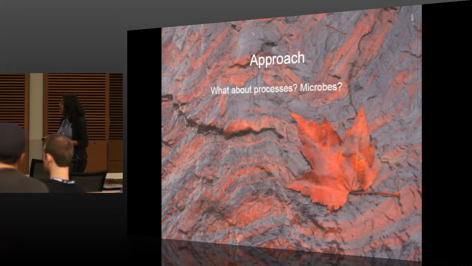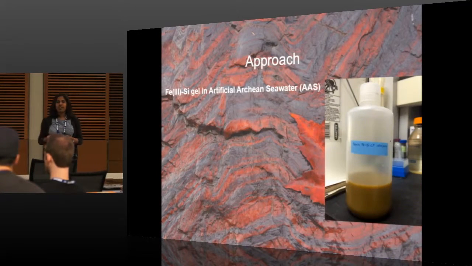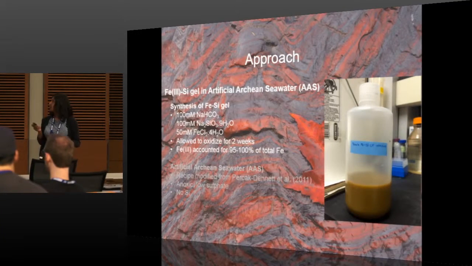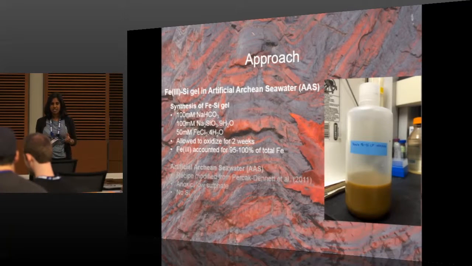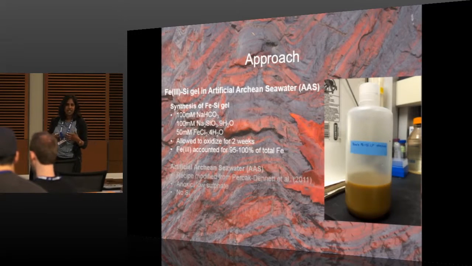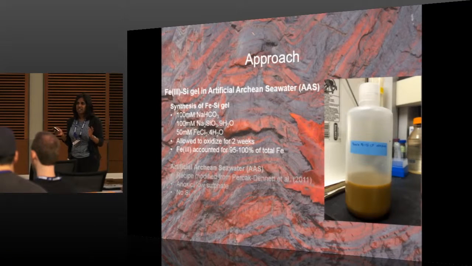What about biology? That's where my experimental approach comes in. So we have the iron silica gel and the artificial Archean seawater representing the seawater composition of the Archean. For the iron silica gel, I used 3 of the ingredients above, allowed them to mix with open atmosphere for about 2 weeks on a shaker. Acid extraction accounts for about 95% of the ferric component to total iron, which is a close representation of the iron phases that might have been present in the Archean environment.